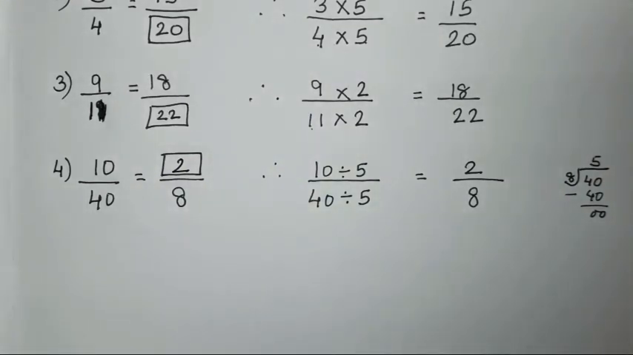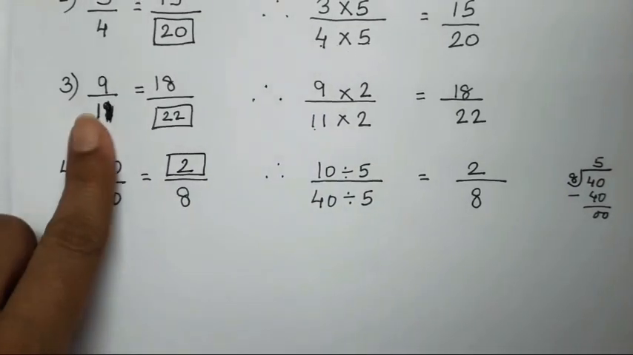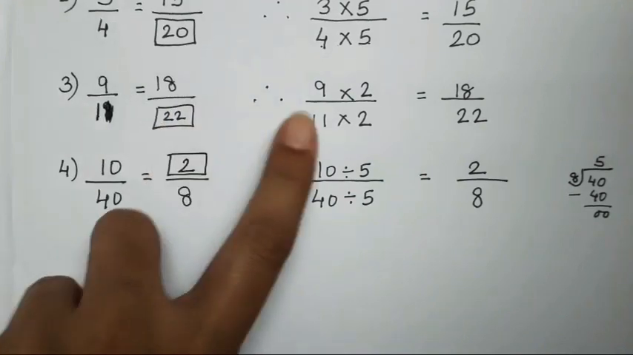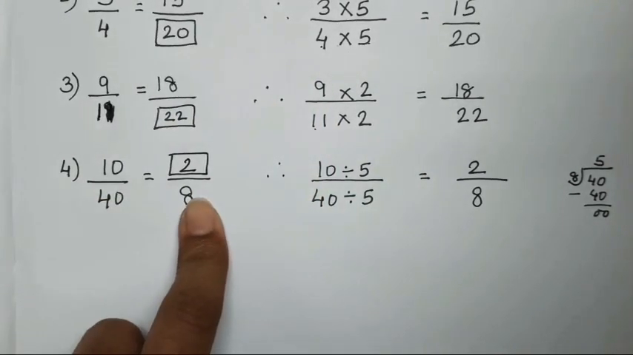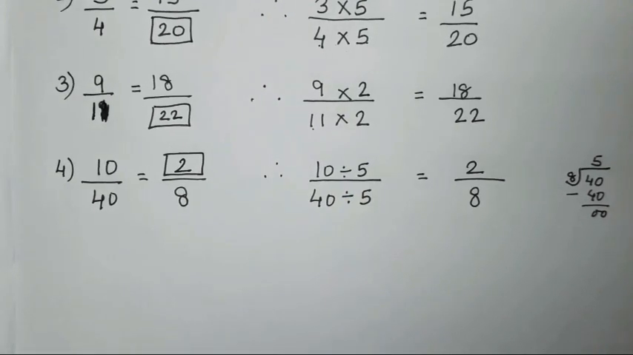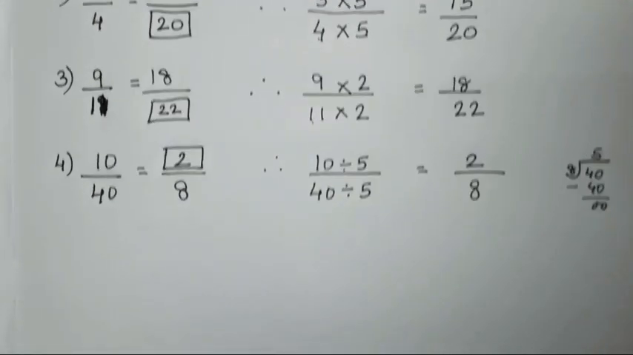Got it? And the first thing that I told you: when the number is smaller and you have to find a bigger one, multiplication. When the fraction is bigger and you have got the answer smaller, then you all have to divide. Just keep this in mind. Now let's solve the fifth sum.